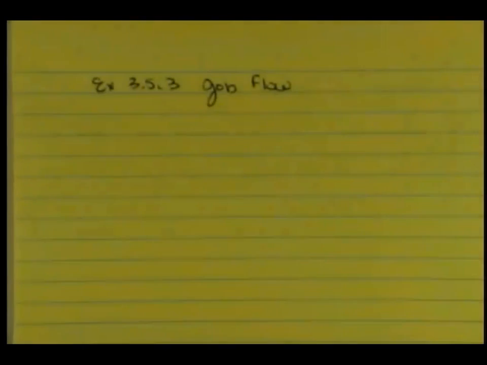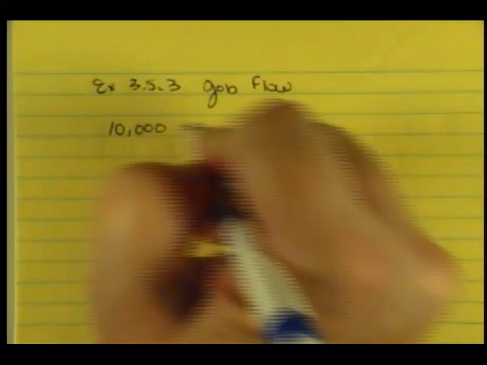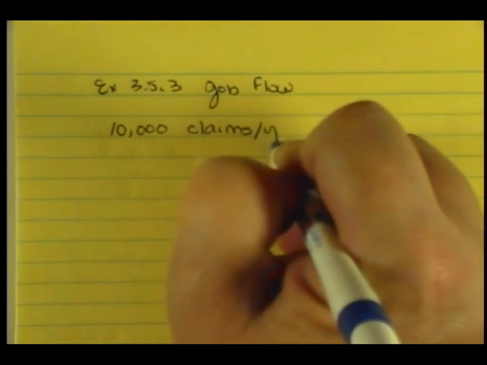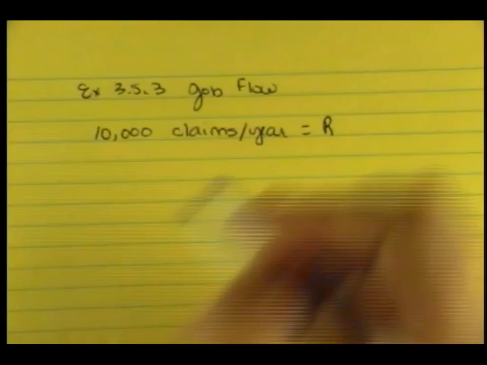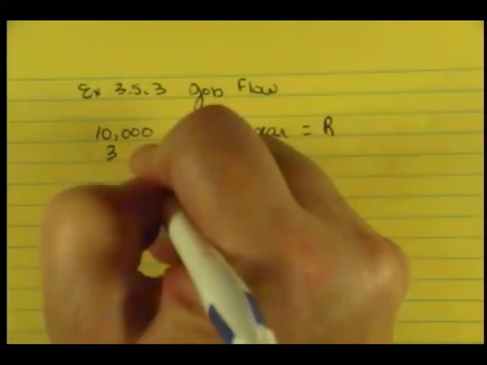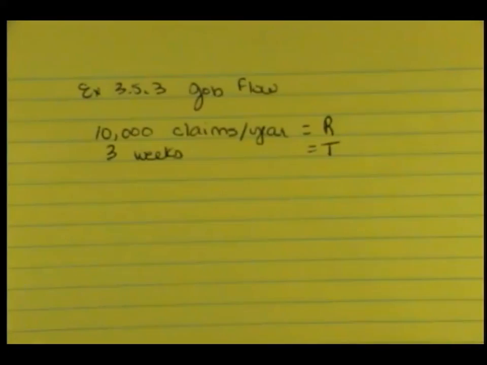A branch of an insurance company processes 10,000 claims per year. Andrew, what does 10,000 claims per year represent? Inventory, throughput, or flow time? Throughput. Yep. Claims per year is equal to my throughput. And then it goes on to say average processing time is 3 weeks. Okay. Emily, 3 weeks represents inventory, throughput, or flow time? Flow time. There you go. It's going to be our flow time.